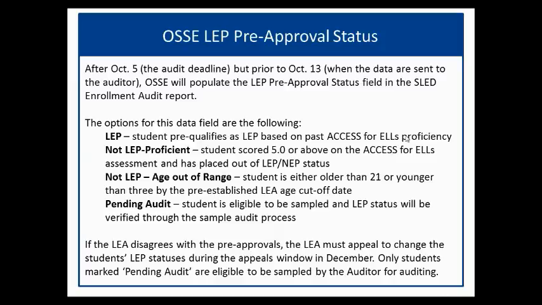And then the last option is pending audit. So if a student is eligible to be sampled in their LEP status, we don't have any ACCESS testing history for them and they're within the age range, then they'll get a pending audit pre-approval status. And that means that depending on how the sample audit goes, that student could be approved or denied.